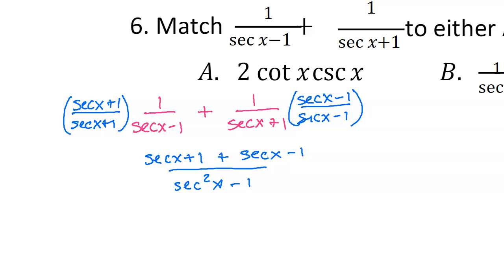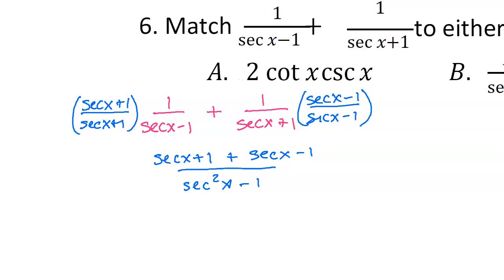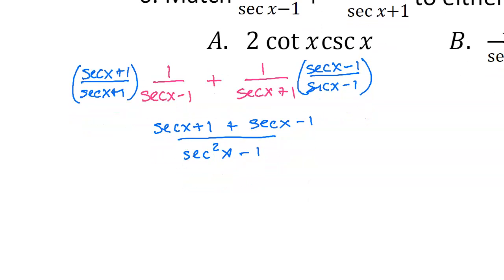Now I'm going to combine like terms in the numerator. 1 minus 1 cancels. And what does secant of x plus secant of x become? Yeah, it becomes 2 secant x.